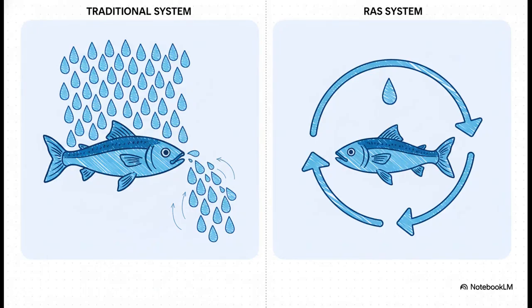Okay, let's jump right into the single biggest reason RAS is such a game changer. Just look at these numbers. A traditional, old-school system might burn through 30,000 liters of water just to produce 1 kilogram of fish. A modern RAS can do the exact same thing with as little as 300 liters. That is a staggering difference in efficiency, and it's really the main driver behind this technology.